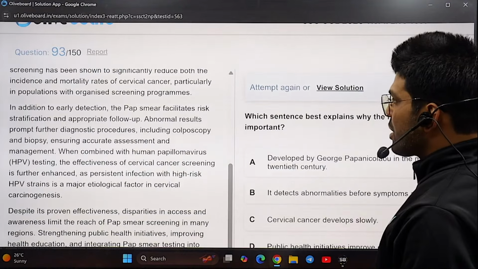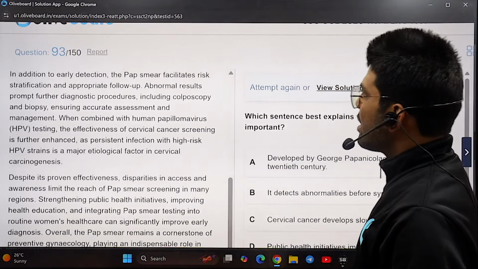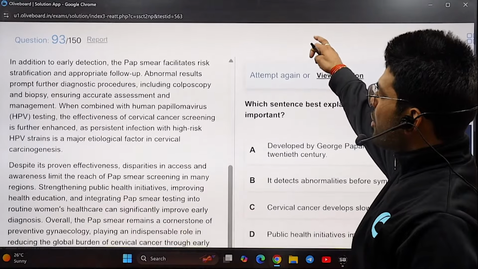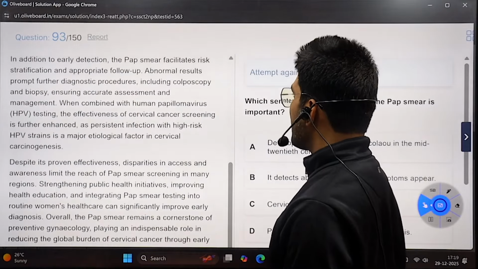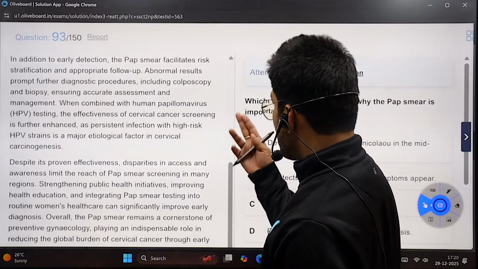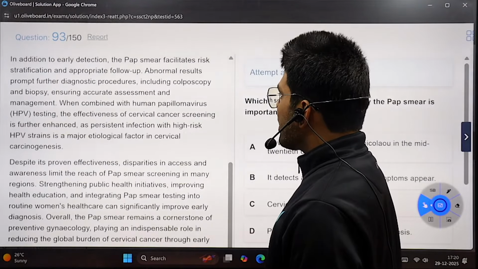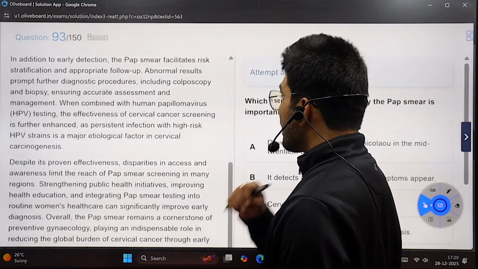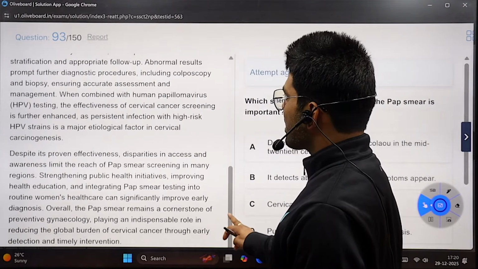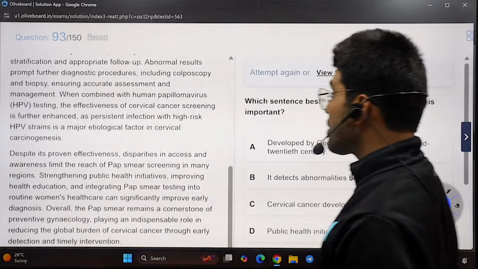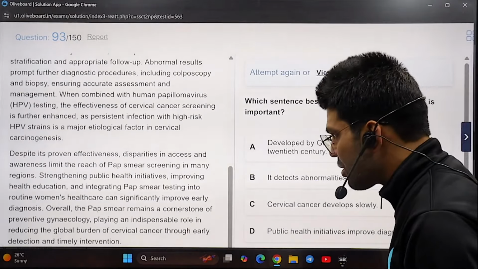screening programs. In addition to the early detection, pap smear facilitates risk stratification and appropriate follow-up. Abnormal results prompt further diagnostic procedures, including biopsy and colposcopy, ensuring accurate assessment and management. When combined with human papillomavirus testing, the effectiveness of screening is further enhanced, as persistent infection with high-risk strains is a major factor in carcinogenesis.